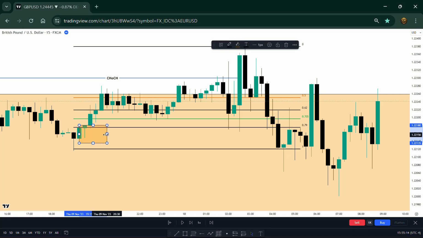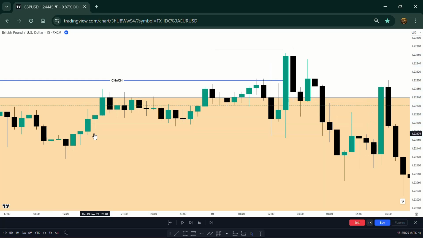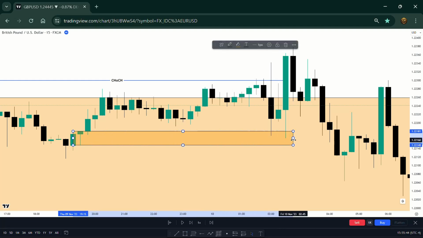No, that's not the point of interest, guys. Sorry about that. So this was already mitigated here, so we can't use it. It was already mitigated. There's no fair value gap here. It looked like there was a fair value gap, but no. Okay, so we'll use this one. This one has a fair value gap. They are so tight. So right here. Okay.